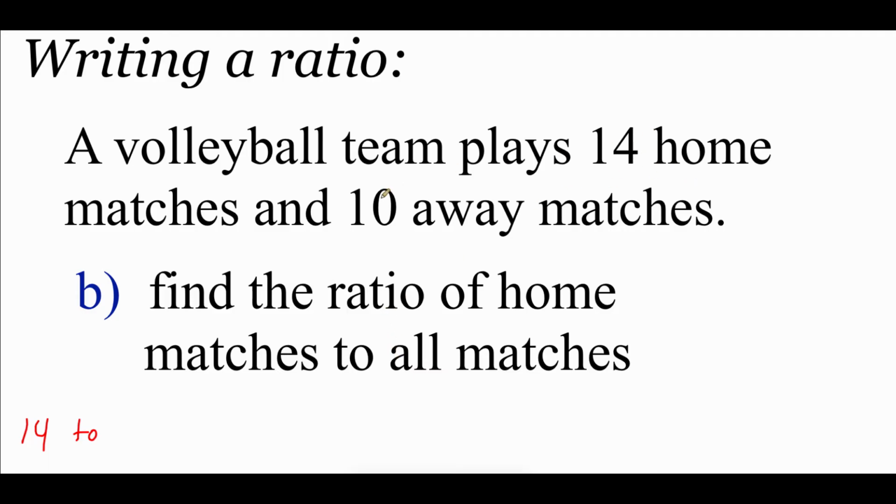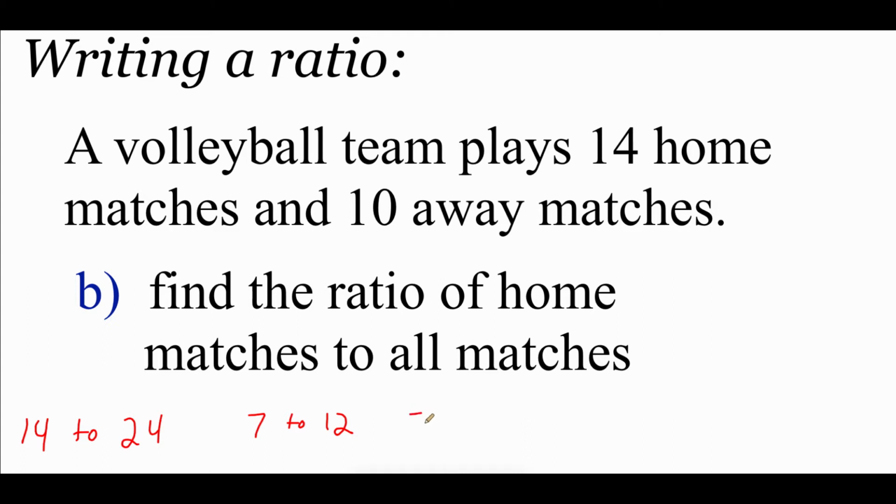So we've got 14 home and 10 away, and if we add those together, there are 24 total matches. But again, we always want to reduce down our fractions as much as possible. So 14 and 24, those are each divisible by 2. So 14 divided by 2 is 7, and 24 divided by 2 is 12. So the ratio of home matches to total matches is 7 to 12.